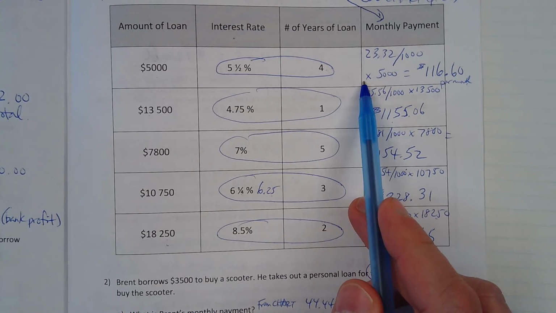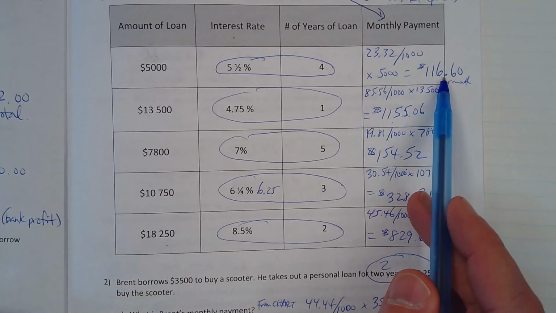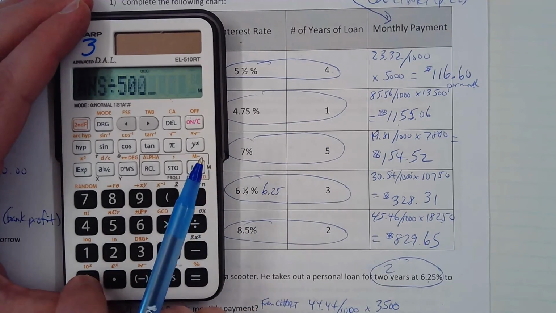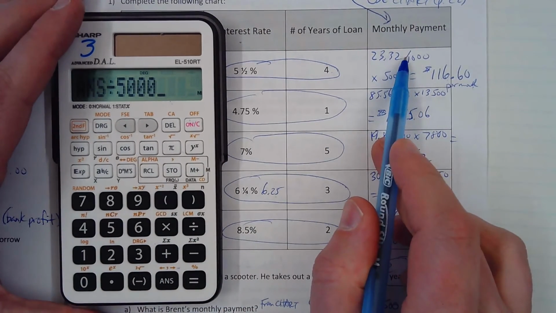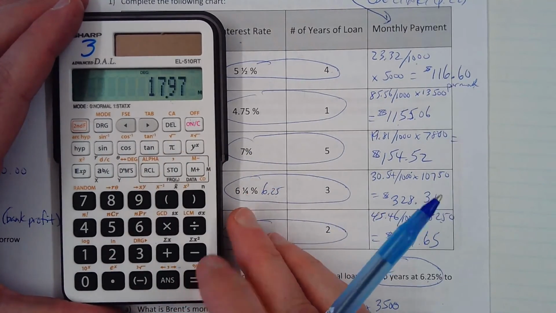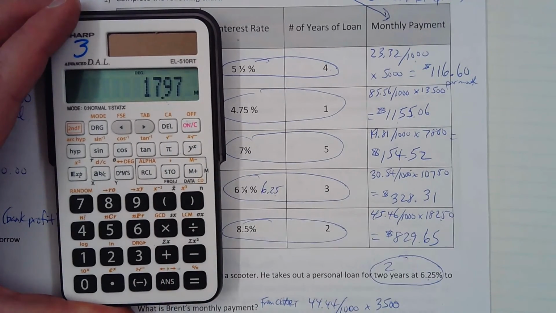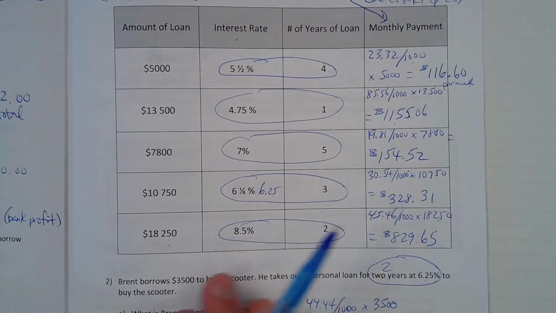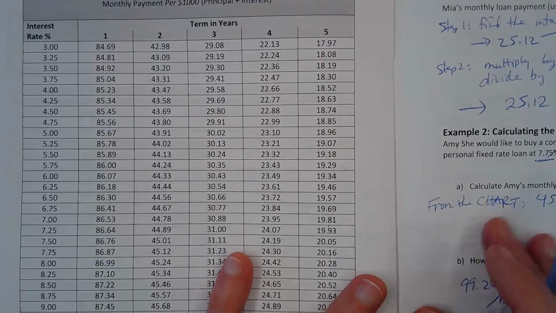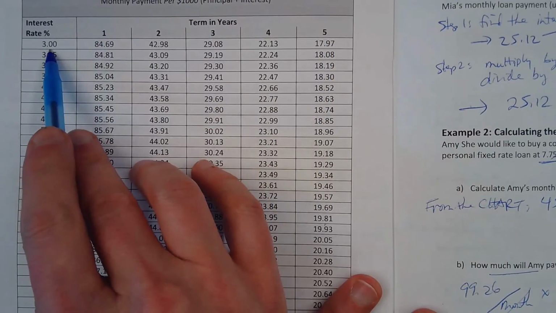So if it was, let's say, a $5,000 loan, I could just start with my payment. So let's say my payment was $89.85. I could go backwards by dividing by 5,000. Instead of dividing by 1,000, I could multiply by 1,000. And I would get this number here, $17.97. Then I would go back to the chart and see if that number's on the chart. I'd look for $17.97 and I'd say, oh, there it is. That means it was 5 years at 3%.